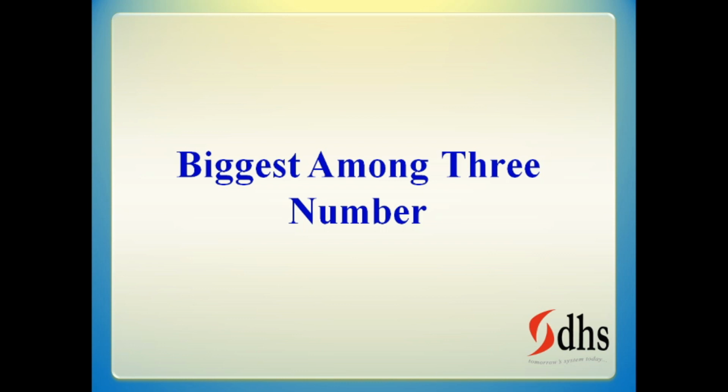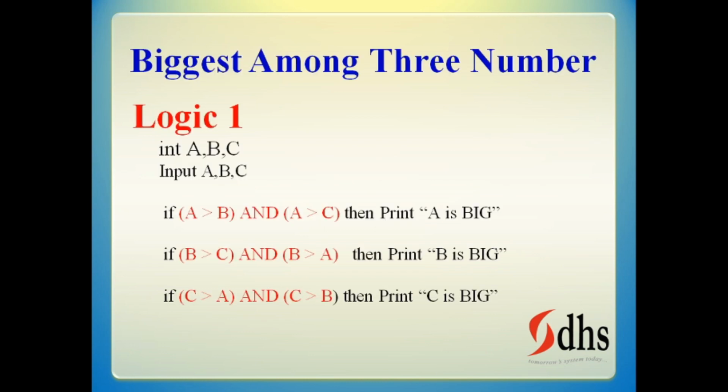Now biggest among three numbers. I am going to tell you what is the logic for the biggest among three numbers. Logic means just idea. Here there is no syntax, nothing. What we think in our mind, what comes to our mind, that only I am putting in a logic like this. Okay. Now we have to get the three numbers, so I am declaring three numbers. I am getting the input A, B, C. Okay. Now what is the logic? A is greater than B and A is greater than C.